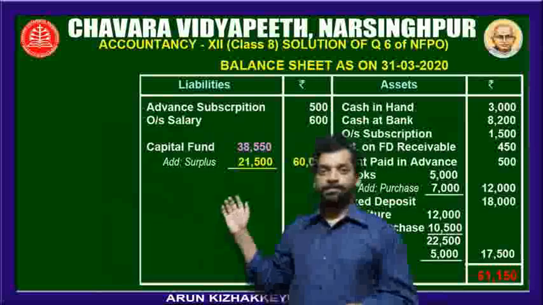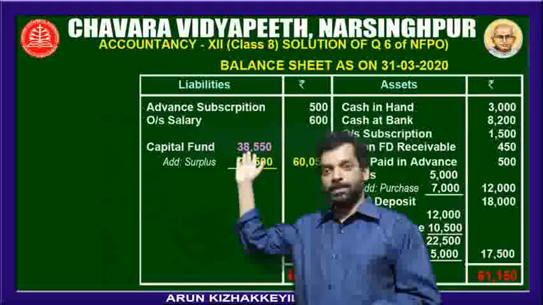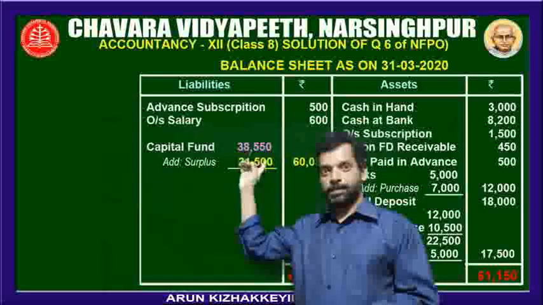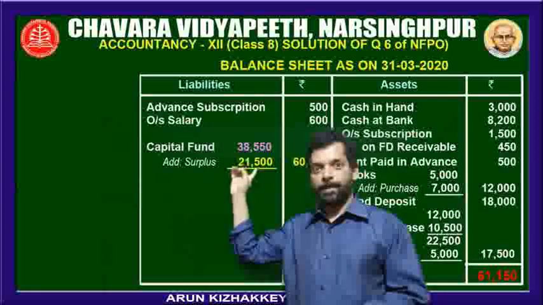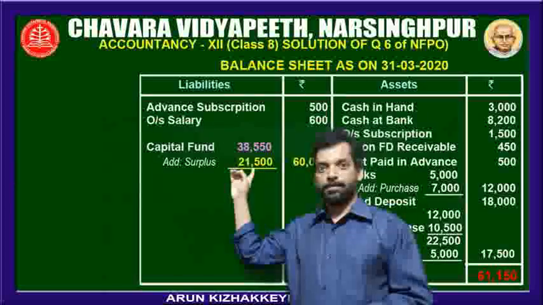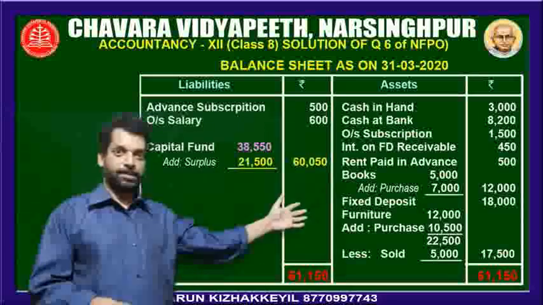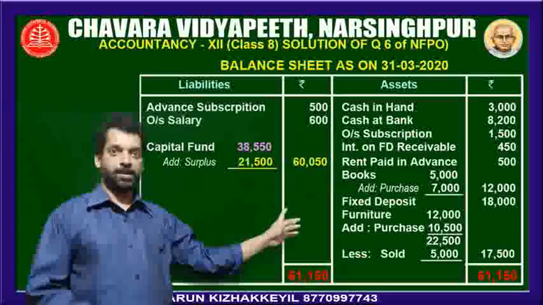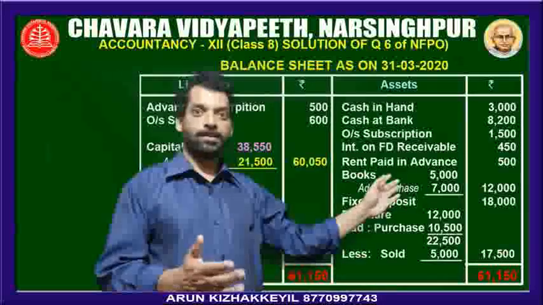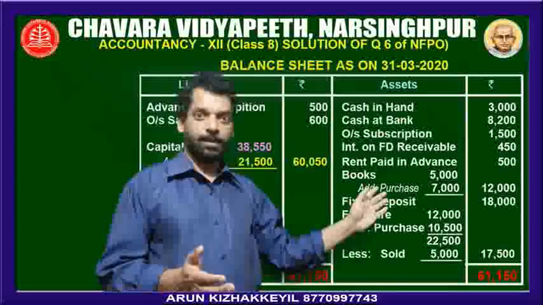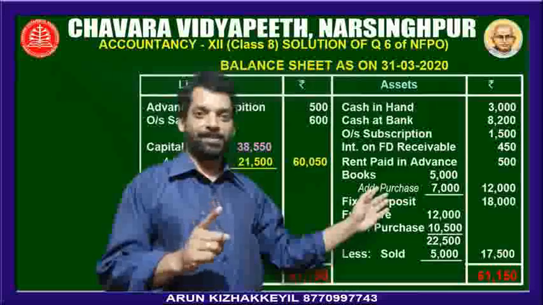Now we can discuss the balance sheet. See the balance sheet, the opening balance I already explained. See the difference, capital fund, that is 38,550. And now come to the closing balance sheet. Closing information only we have to take into account. Very simple. RNP account closing balance of cash 3,000, cash at bank 8,200. Outstanding subscription, see we have taken 1,500.